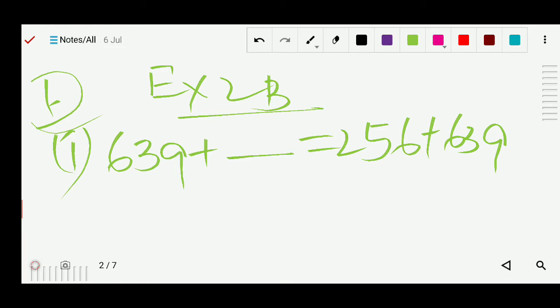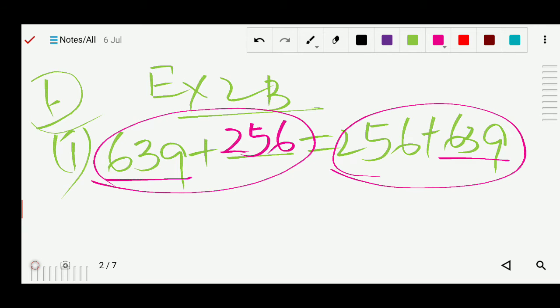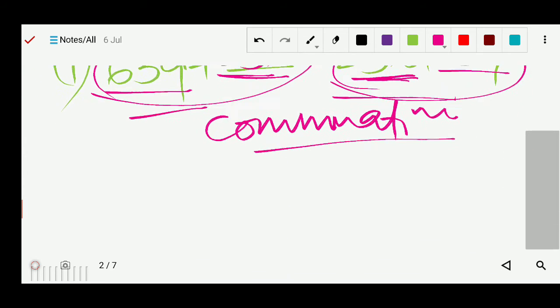You can see in this question 639 is already here. If I put 256 here, now the left side and the right side will both be equal. So which type of property is it? We only change the order. Here is 656, here is 256, we only change the order. So this is your commutative property. So that is your answer. Got it?